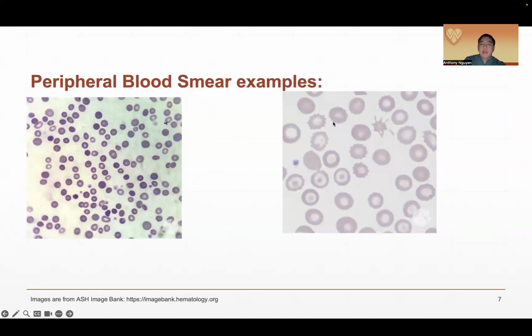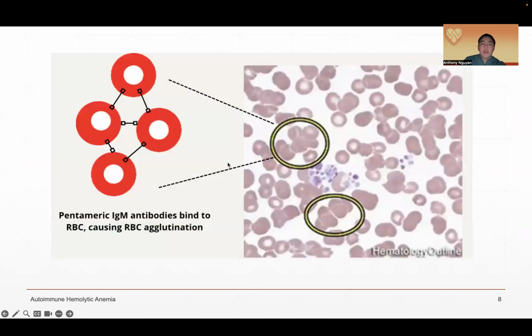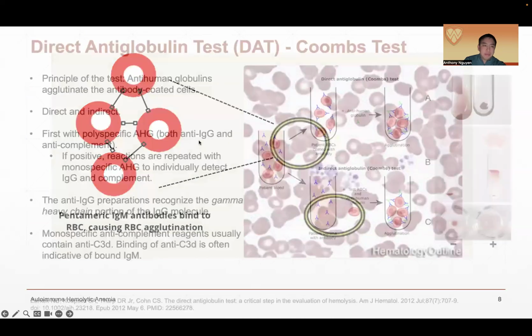And this is a patient with liver failure with spur cell anemia. So all these projections right here are consistent with spur cell anemia. This is a patient with cold agglutinin disease. So these patients have IgM antibodies bound to the red blood cells, causing agglutination, where the red blood cells stick together when they're outside the body. So this is called agglutination.